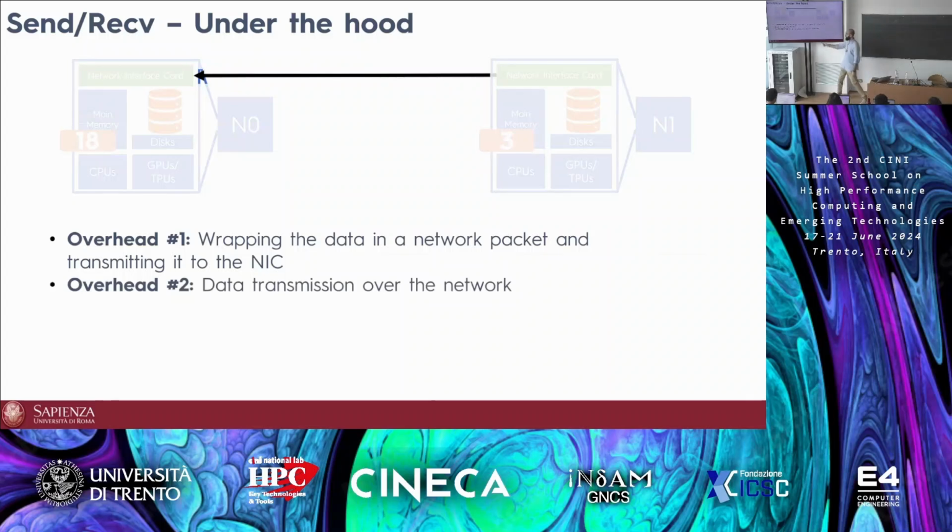And the second overhead is the data transmission over the network. Here there will be a copper cable or an optical fiber, whatever, but the electricity or the optical signal needs to move across that wire. And that has a cost, which again was not present for a single node.